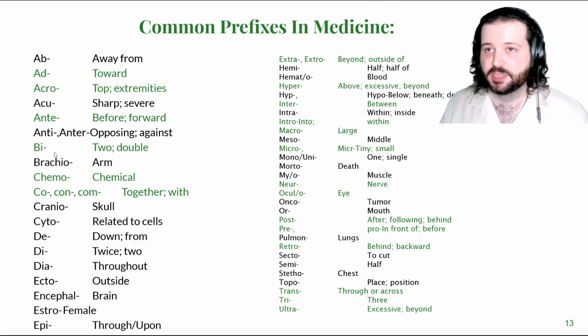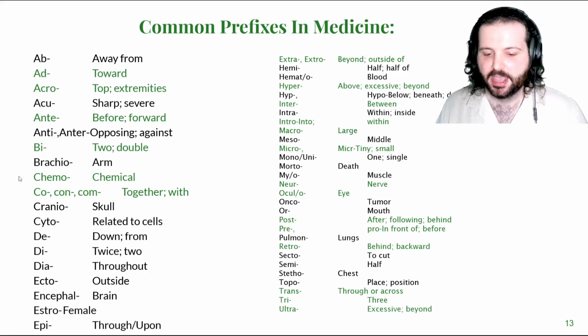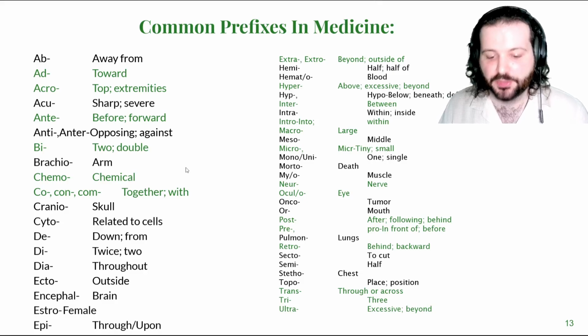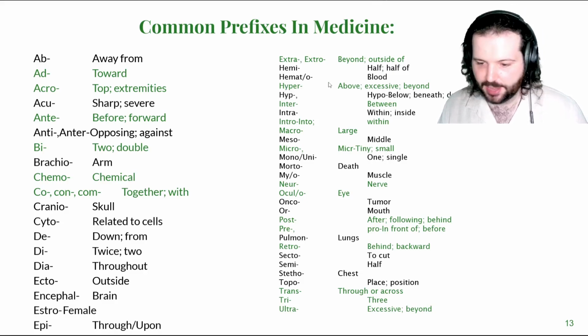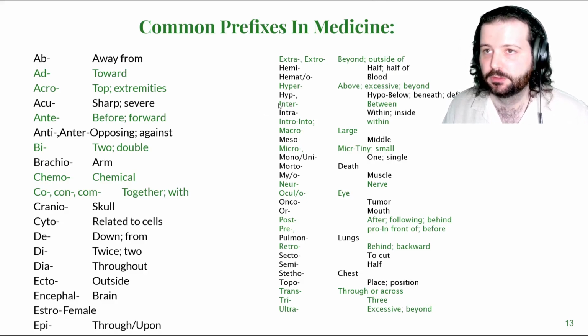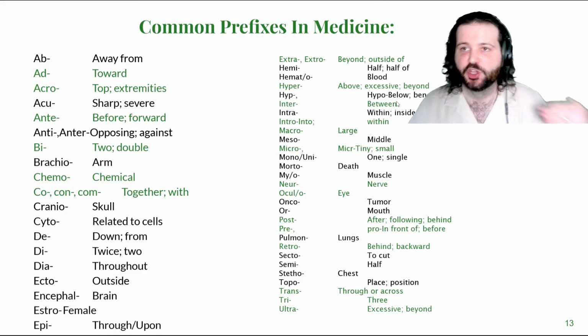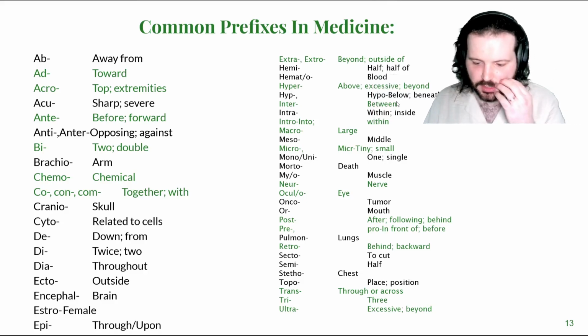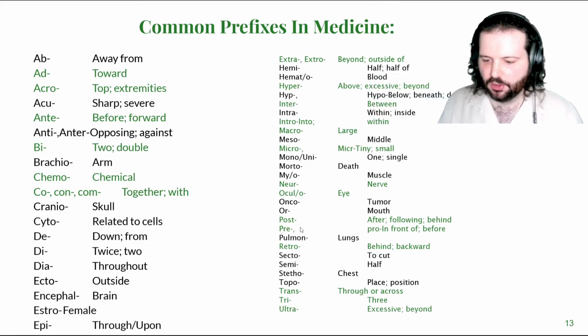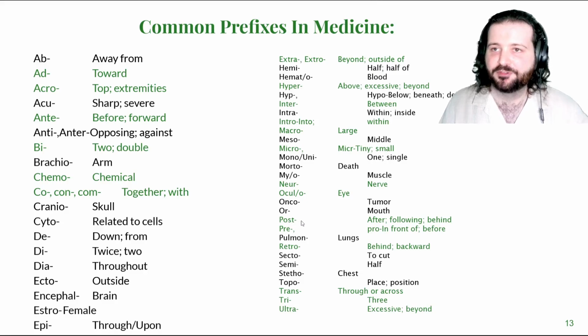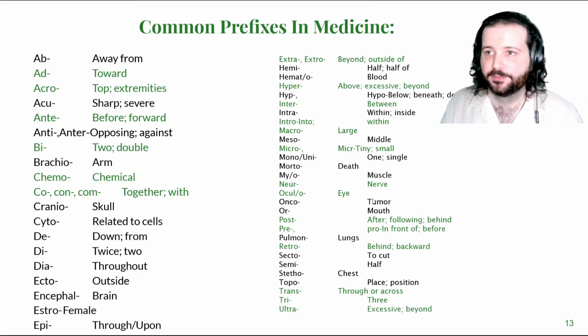Bi, if we're talking about a bicycle, right? That means two or double, right? And chemo means a chemical, like chemotherapy. Let's see, hyper we talked about. If we're talking about like international, right? Inter means between. So that means you're going in between two countries. Neurological, nerves, all that kind of stuff. Post as in after, right? Post-op. So you actually probably know quite a bit of these already.